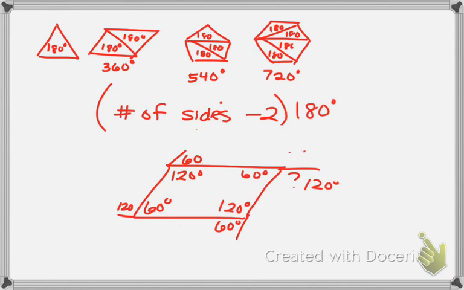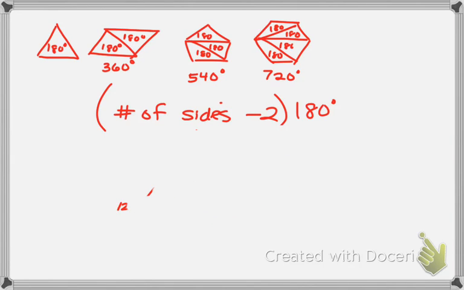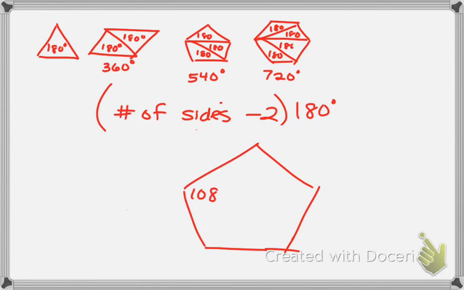All right, let's look at a pentagon. Pentagon has how many sides? 5. If all of them are the same, so let's make all of the angles the same. What did we say the sum of the interior angles of a pentagon was? 540, right? Because we had 3 triangles. So 540 divided by 5 would be what? 108. So if all of these are 108, what would be your exterior angles? 72.